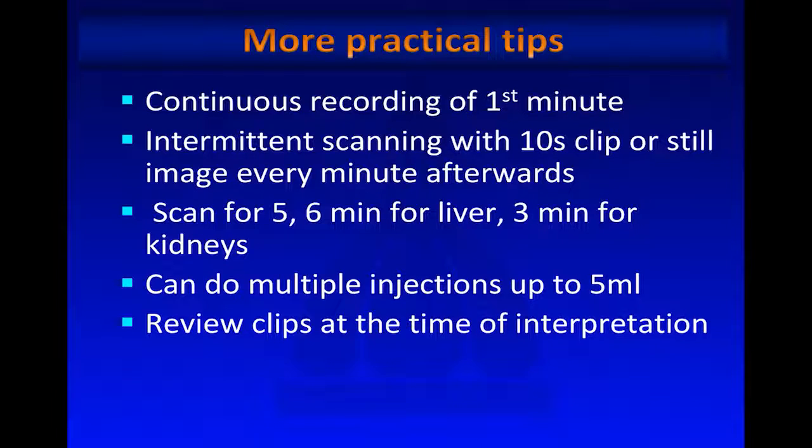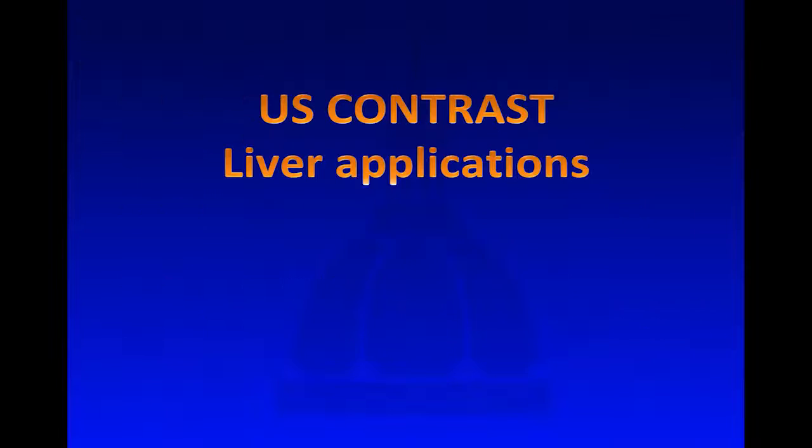For the liver, because you're looking for potential hepatocellular carcinoma and very delayed washout, you scan for 5 to 6 minutes, about 3 minutes for the kidneys, and you can do multiple injections up to 5 cc's. And it's really important to record the clips so you can review them at the time of interpretation, because oftentimes these go very quickly, and so it's important to sit down when you interpret and relook at your clips.